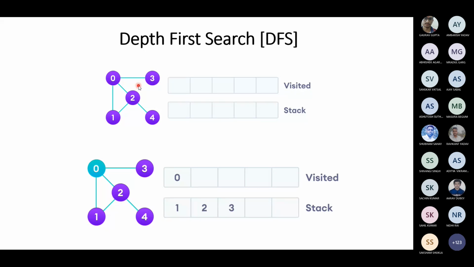This is the graph and you want to visit all the nodes. Let us see how depth first search will visit them. Let us start with 0. This node is visited, so you put it in a visited array. Then the nodes which are linked to it, you push them into the stack. So 0 has 3, which is pushed, then 2, then 1. Three values are pushed into the stack. Is this clear up to this point?